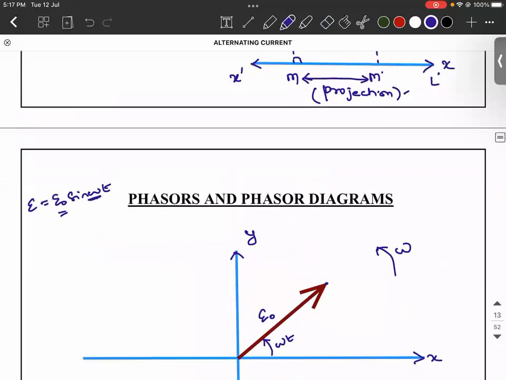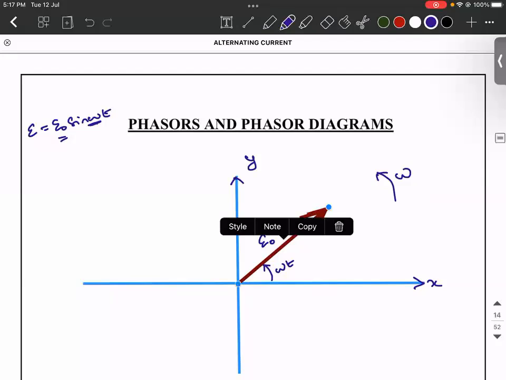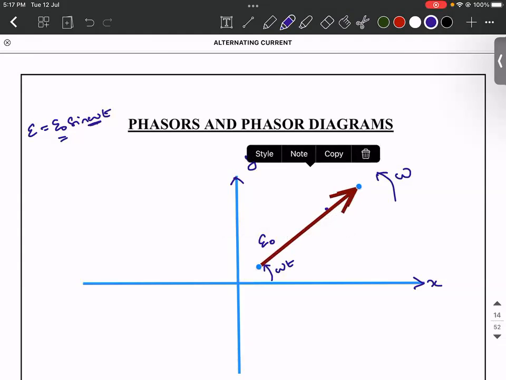In a similar way, if I try to drop the perpendiculars from the endpoints of the vector onto the axis, you see one of the endpoints is coinciding with the axis itself, right? Had it been like this, then I would have dropped a perpendicular from here and here, and this would have been the projection. But what is happening in this scenario?